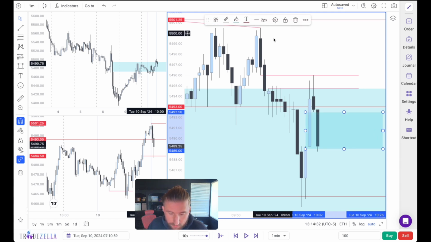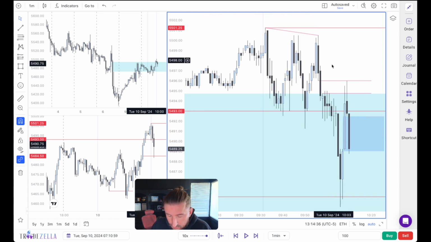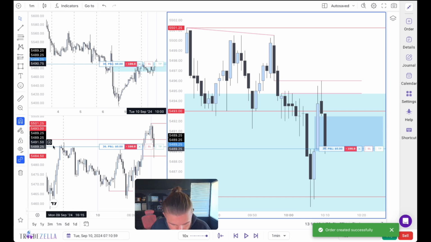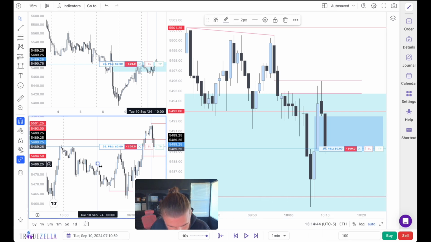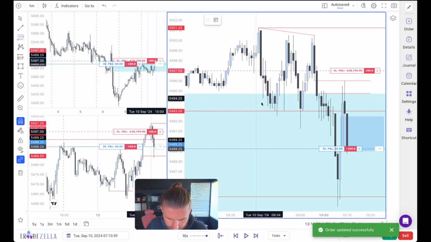This is the gap that we want to be focusing our efforts on. We want to be thinking, what can we do with this gap? Now, our latest short entry could be about right here, but we can go ahead and say we take a short right here. This is the 15-minute chart, so we have a 15-minute candle about to close. Let's maybe just put our stop right here. We'll put about 50% of that opening range.